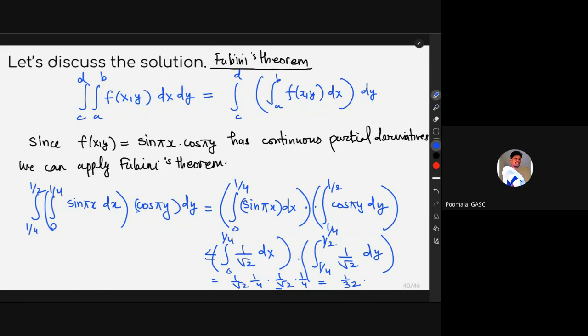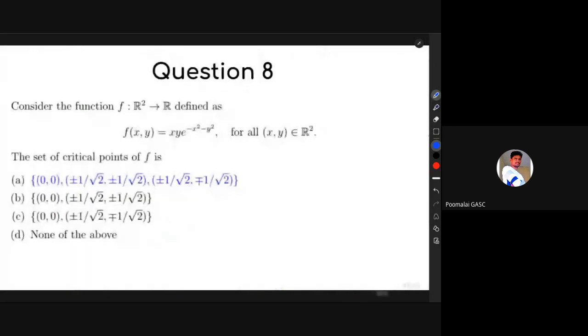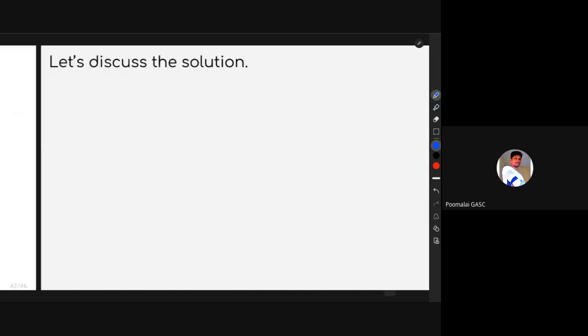Okay, so now we can move on to discuss question number 8. In this question, this is a critical point question. So I will tell you how to solve this question. I won't be discussing the details of this question. Given a two variable function, you need to find out the critical values of f.